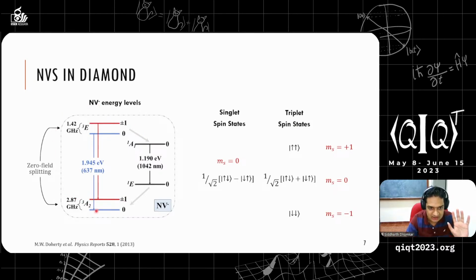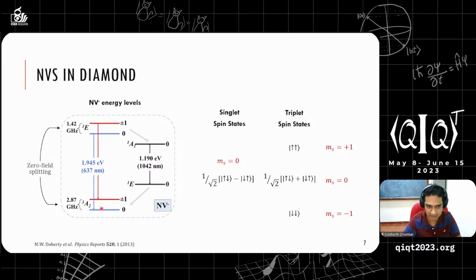So this is the energy level diagram of this state. This is within the band gap of diamond. Diamond has a large band gap. So these energy levels are sitting inside the band gap of diamond. Okay. Now the ground state is ms equal to 0. In the ground state, you also have the ms equal to plus minus 1 states.